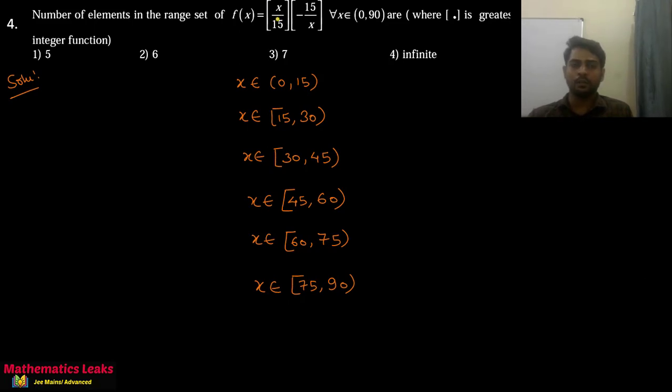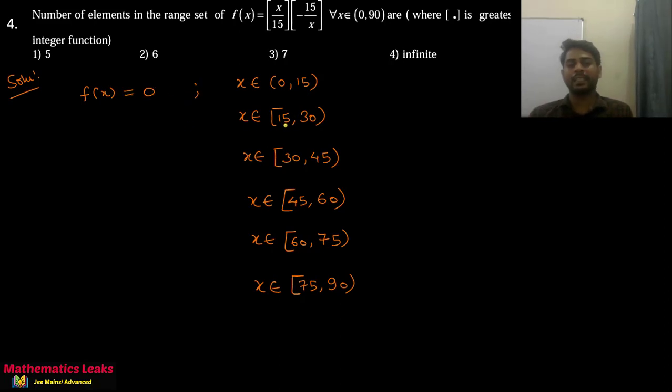So whenever you multiply 0 with any quantity, whatever the calculated value of the second quantity, the greatest integer of -15/x, for x belongs to (0, 15), since the first quantity becomes 0 in the open interval, the overall product will be 0. So we get f(x) equals 0 in this interval.